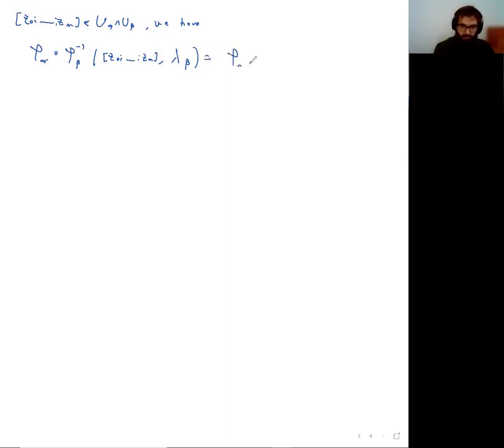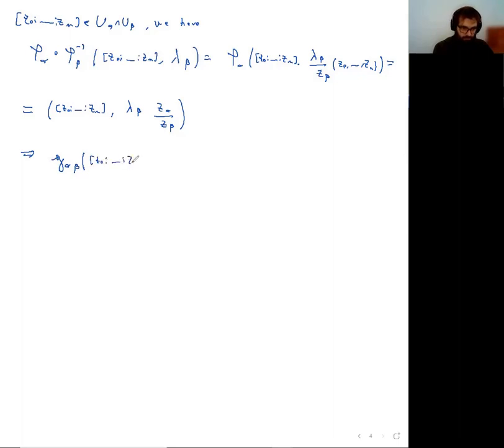Okay, so we apply the first term. Here we get this again, and here we have this ratio. And now we apply phi alpha. So again, you get this first thing, and you simply have to look at the z alpha component here. So you get lambda beta times z alpha divided by z beta. So we do, in fact, have a line bundle because this is a linear map. In particular, this transition function is z alpha over z beta, to go from beta to alpha.